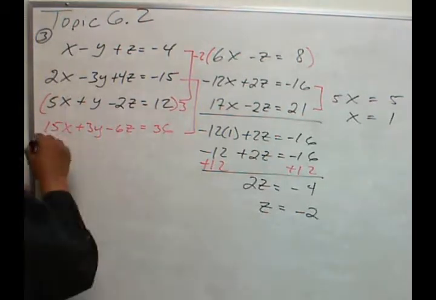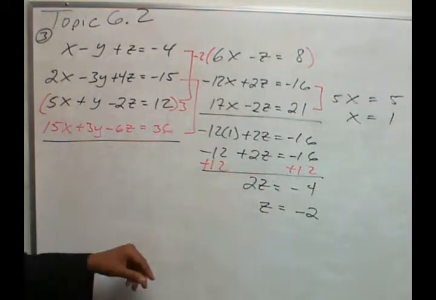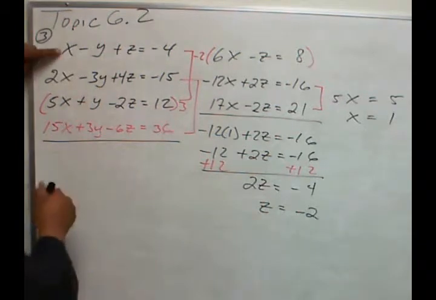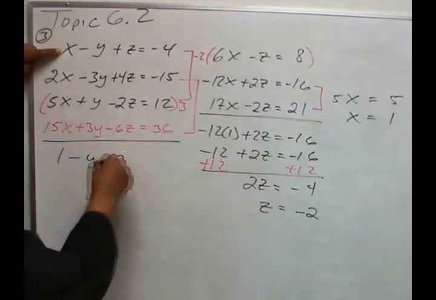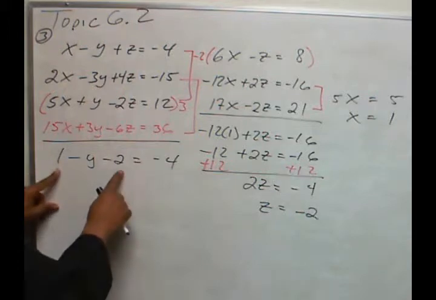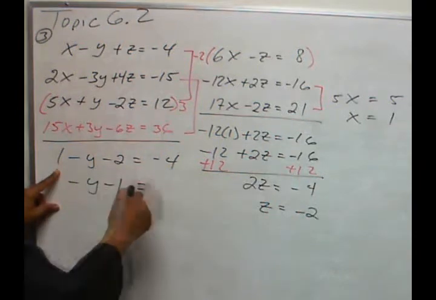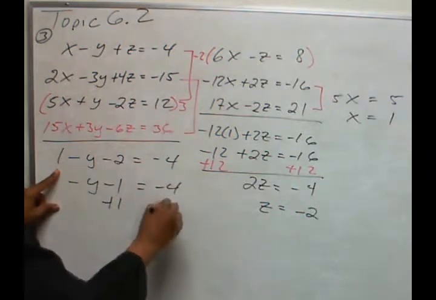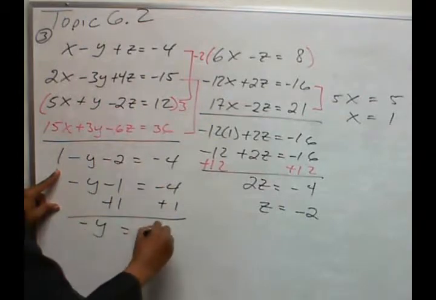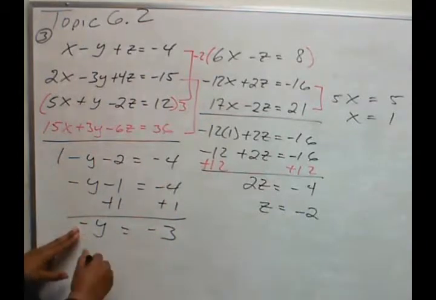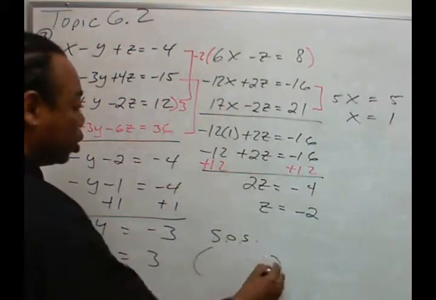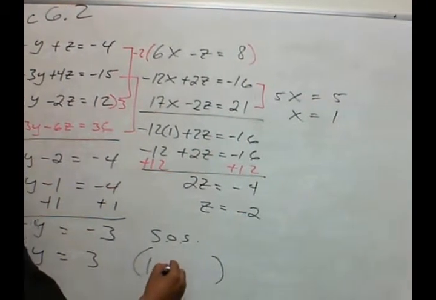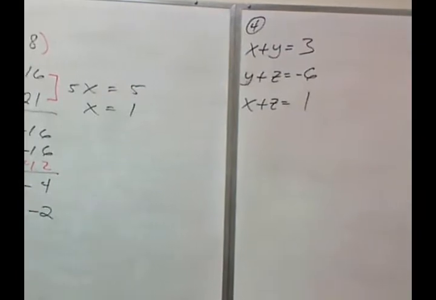Now we're going to back up to the original, and now we can replace the z's and the x's. So let's go back to the original here, this is number 1, and we have x is 1, negative y, and z is negative 2 equals negative 4. The 1 and negative 2 combine for negative 1. And then when I add 1 to both sides, I get negative y equals negative 3. Negative y equals negative 3 implies y is positive 3. So the solution of this system would be x is 1, y is 3, and z is negative 2.